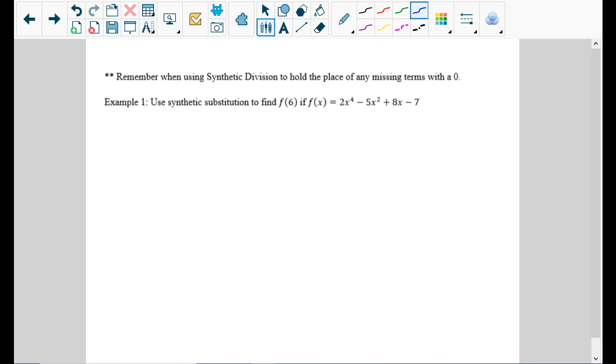So use synthetic substitution to find f of 6. So in the box goes the 6. And again, look at the exponents. 4, there is no 3, so I have to put a 0 in. 2, 1, 0. So then I can write my coefficients. So 2, filling in my 0, negative 5, 8, negative 7.